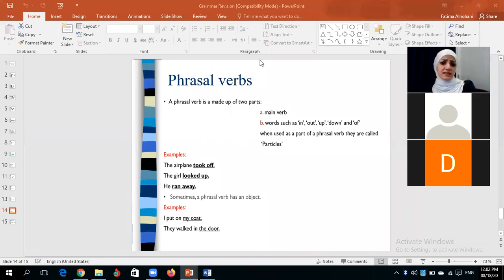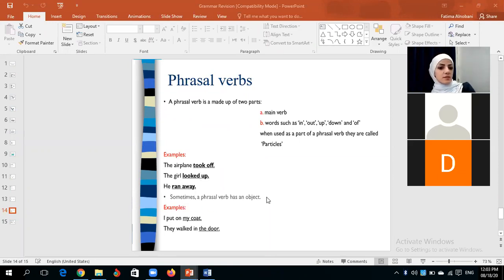Who can read this slide for us? Moataz, can you read it for us? Phrasal verbs. A phrasal verb is made up of two parts: a main verb, and words such as in, out, up, down, and off. When used as a part of a phrasal verb, they are called particles. Can you give us the examples? Yes. Example: The airplane took off. The girl looked up. He ran away.